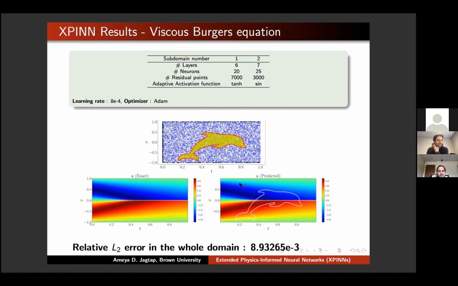Okay, one more thing, I'm not showing it here, but we also calculated the error only along the interface, just to see how well it is stitching. So we have seen that the error along the interface is lower than the total error. So for example, in this case, the relative L2 error along the interface is in the range of 10^-5, as opposed to the 10^-3 error in the whole domain. So that shows that we are stitching the interface quite well.